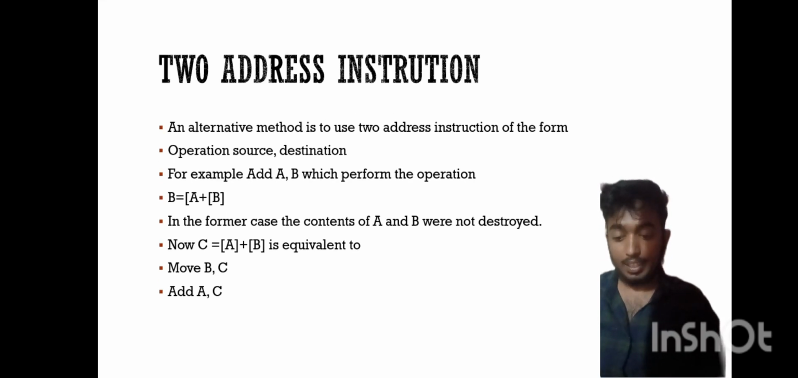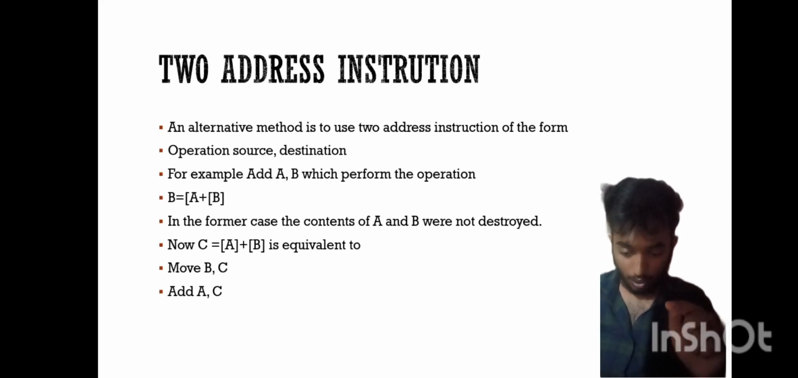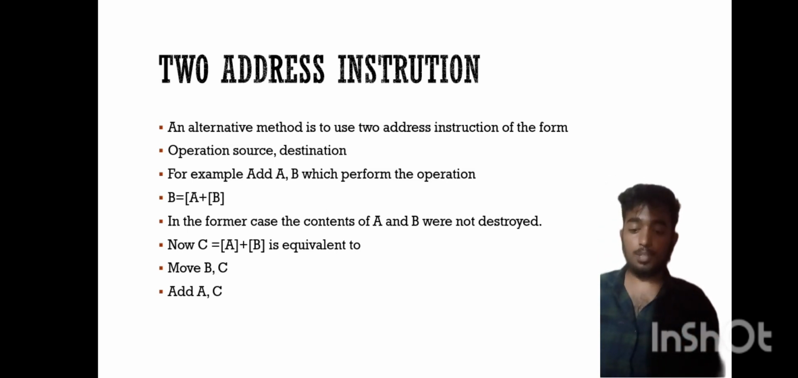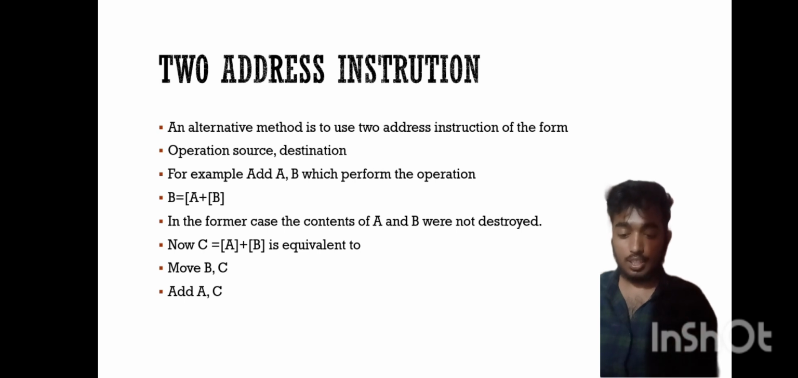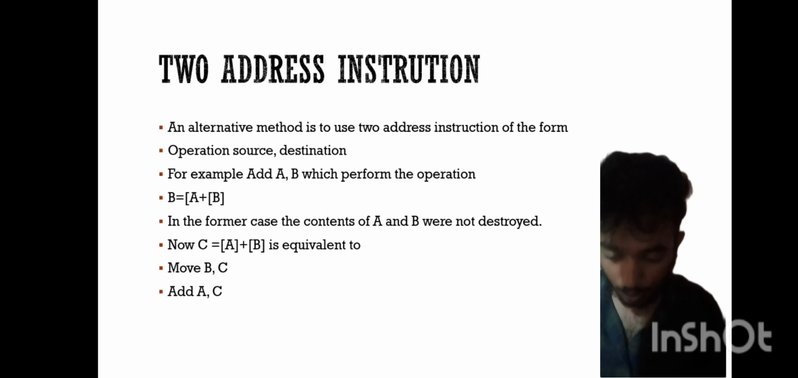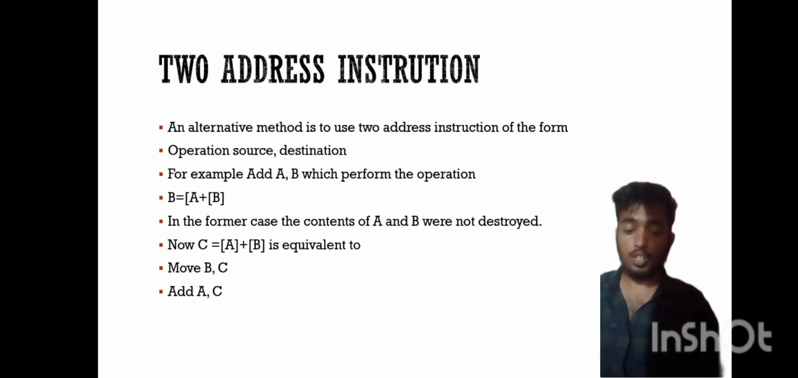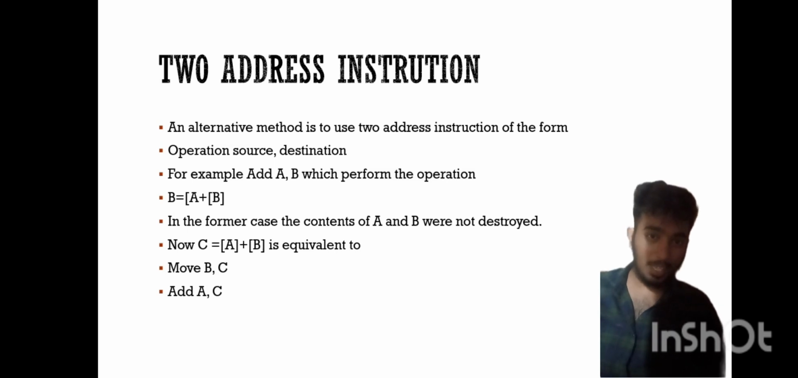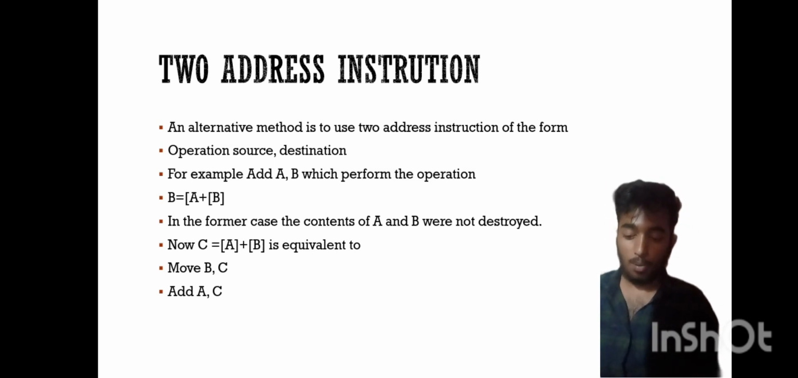In the three address instruction, the previous value of B is not destroyed, but in the two address instruction, the previous value of B is destroyed. This problem is solved by using another two address instruction to copy the contents of one memory location into another memory location. Now C equals [A] plus [B] is equivalent to move B comma C and add A comma C. Like that, the examples are given in the slide.